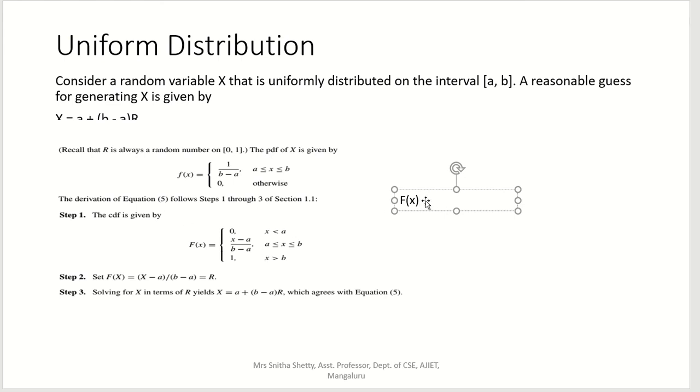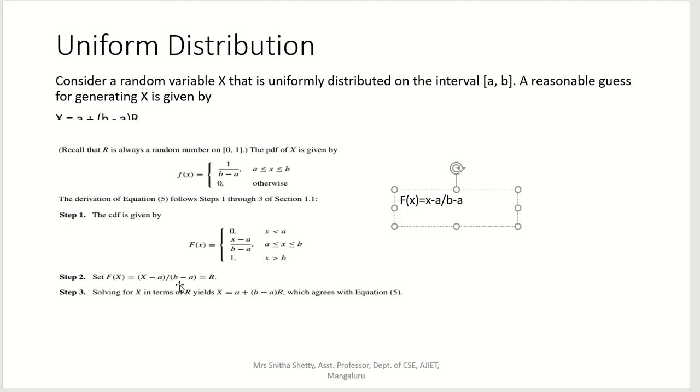So the algorithm says first you should know the CDF, and we know that it is (x minus a) divided by (b minus a). What is the second step? The second step: we assign (x minus a) divided by (b minus a) equal to r. So we get (x minus a) divided by (b minus a) is equal to r.